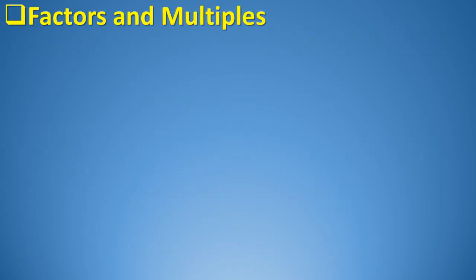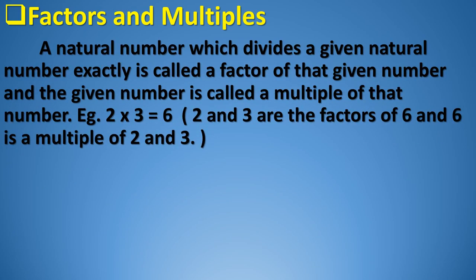First of all, we have done factors and multiples. What are factors and multiples? A natural number which divides a given natural number exactly is called a factor. Or we can say that a divisor is called a factor. The number which we are dividing, that is the dividend, is called a multiple of that number.